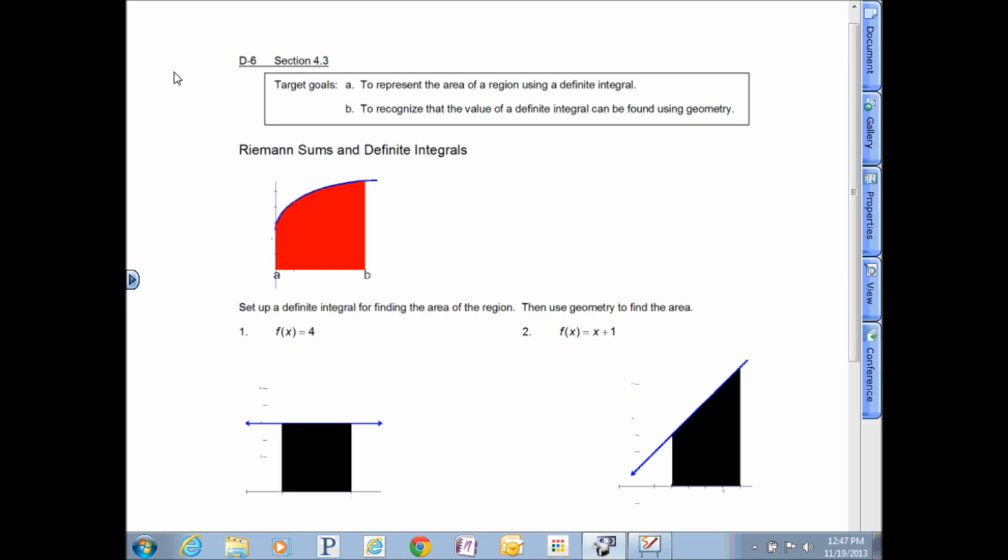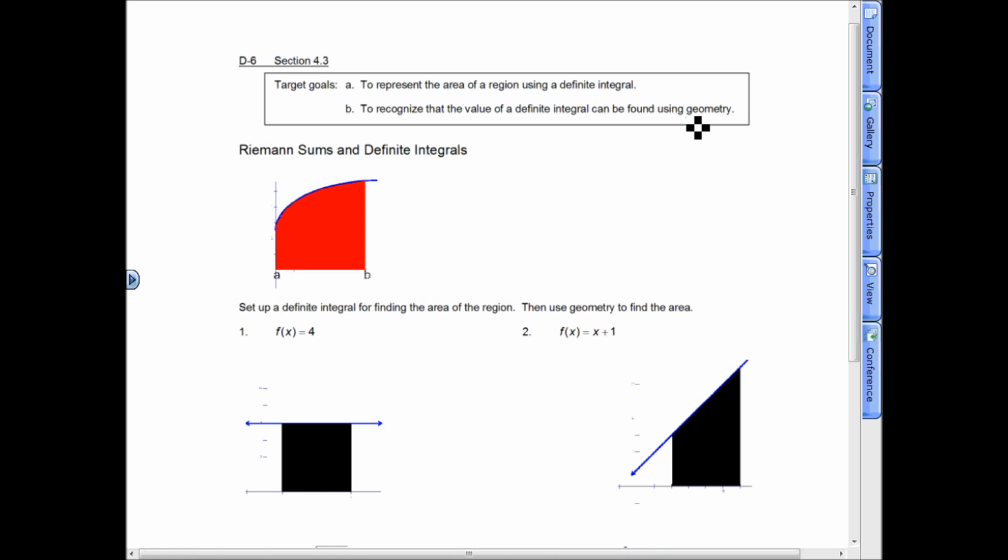Section 4.3. Now we're trying to work out the area of a region with a definite integral, and then we're going to try to tie geometry to that. We're going to try to figure out how that geometry can make things a little bit easier and how they relate to this concept called a definite integral.